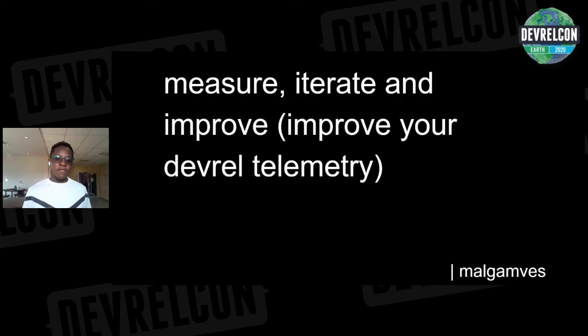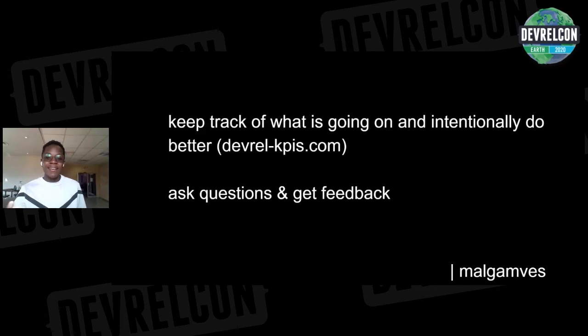Basically improve your DevRel telemetry and have a DevRel telemetry. Keep track of what's going on and intentionally do better. See, the problem we have is if you don't track something, you don't know that it disappears. So you don't know if you're doing well or doing terrible because you're not even paying attention to that. And then that's the thing about neglect. I don't know how good of an analogy this is really, but I came up with this phrase: you don't know how many sheep you lost if you don't count them. So really keep track of a lot of things.